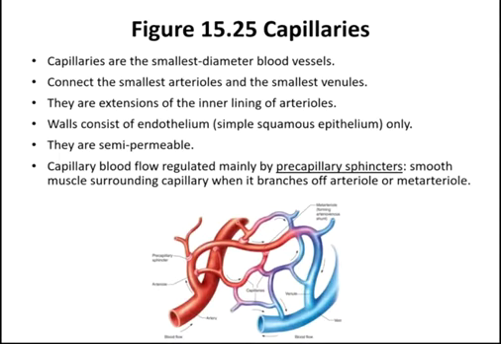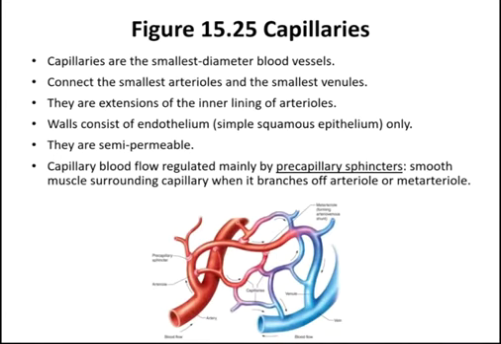So the capillaries are the smallest diameter blood vessels, and they're going to come out of the smallest types of arterioles, and the blood's going to go through the capillary, and then they're going to connect up to the smallest type of venules, right? Small vein-like blood vessels. Really, they're extensions of the inner lining of the arterioles, which is what? Simple squamous epithelium. Right? And they are semi-permeable. They're going to allow certain things to go into the tissues that surround the capillary and take in things from the capillaries, but not everything, right? Remember, for example, the albumins stay in the plasma in the blood. They don't go out into the tissues.